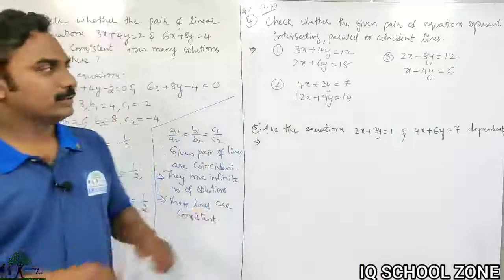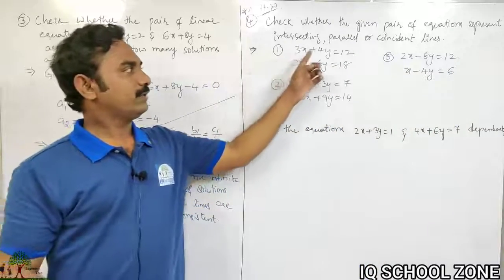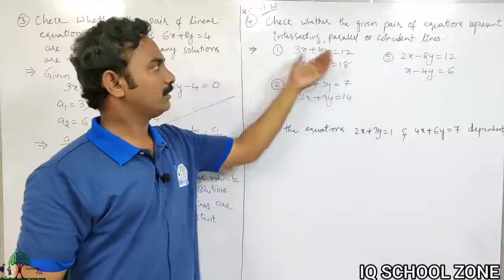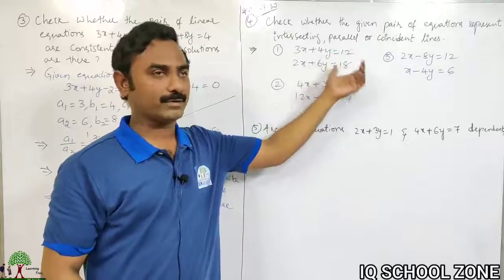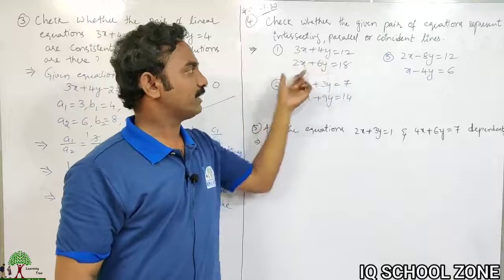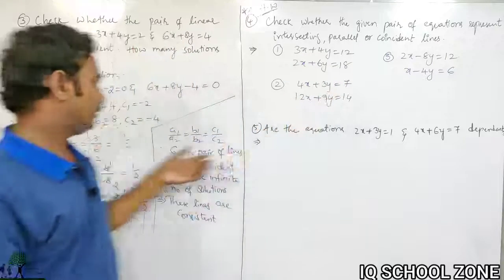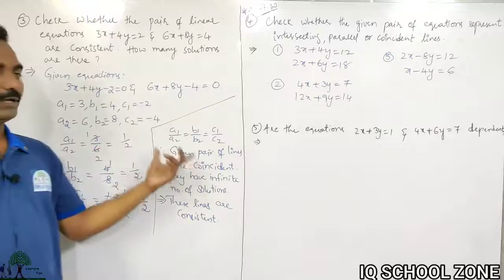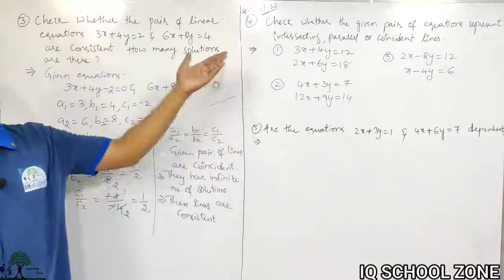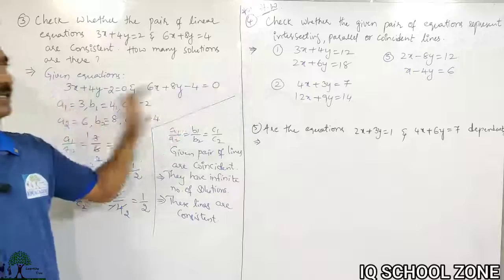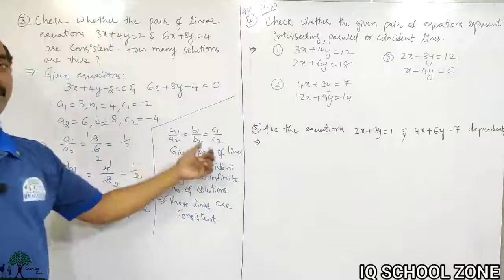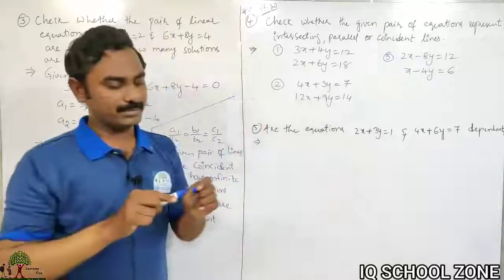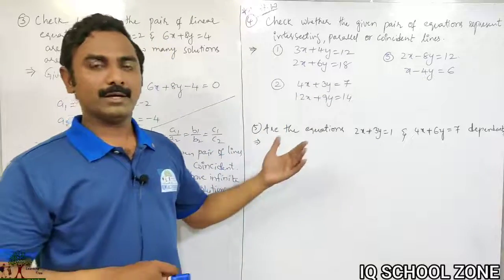Now what you have to do? Find out a1, b1. Get the constant to this side and you get c1, or you can keep it here, no problem. So a1, b1, c1, a2, b2, c2. Find out all those and check whether a1 by a2, b1 by b2, c1 by c2 are equal or not equal. Then you can write intersecting, parallel or coincident lines after checking a1 by a2, b1 by b2 and c1 by c2. So this is work for you. Solve these three problems. If you get any doubt, you can write in the comment section.